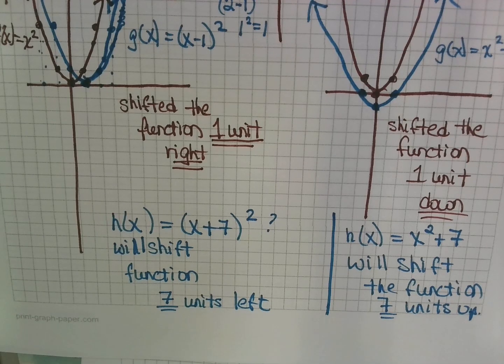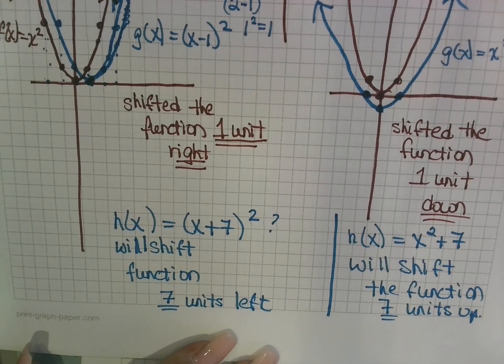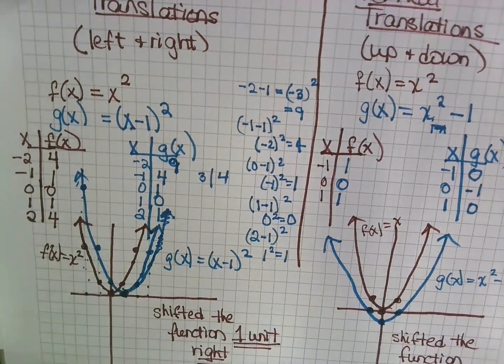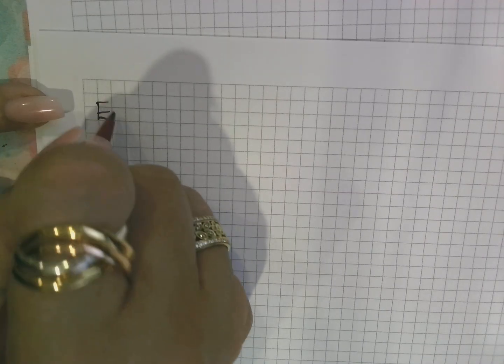Let's take a look at some examples. Now you know exactly what's going on as far as which way the function is shifted depending on where the translation is, whether it's inside the function, like over here, or outside the function. So let's take a look at some examples from your book. All right, example 1, again, it goes directly with example 1 in your book.